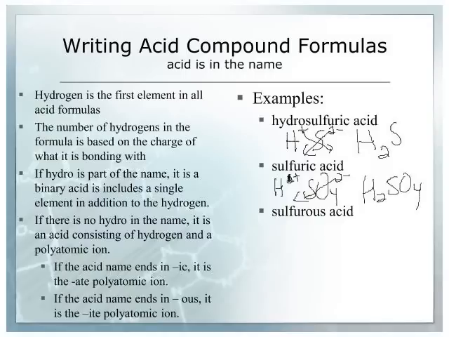The next one is sulfurous, which changes to ite. So I need to look up sulfite, SO3. It also has a 2-, so they cross and drop. So we get H2SO3.